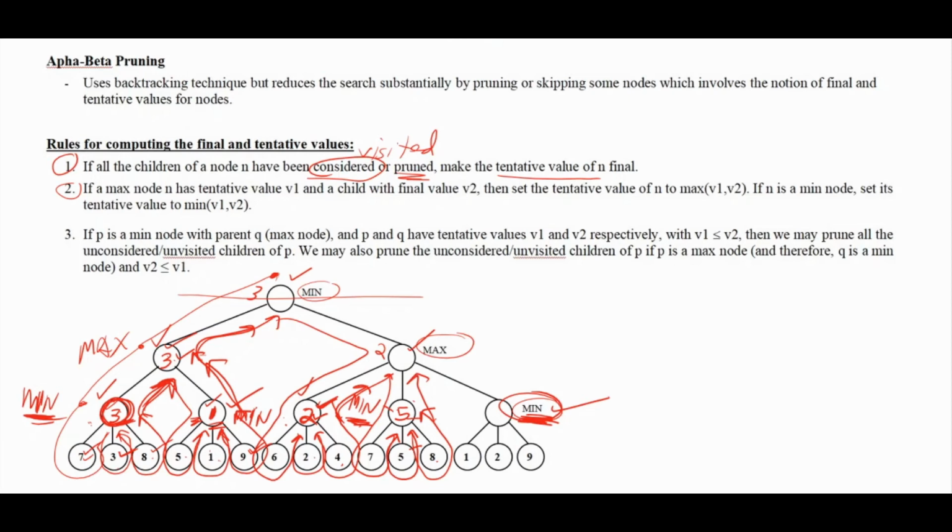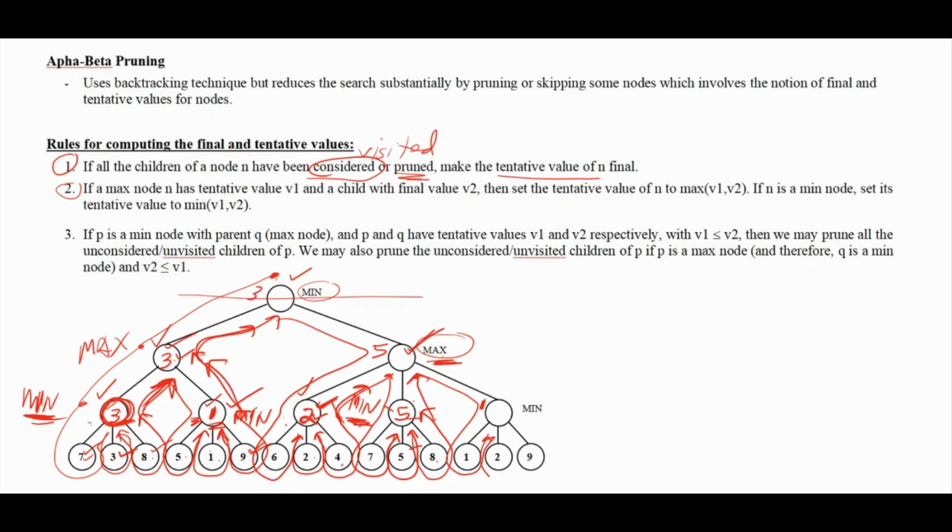And when we go up, we update the tentative value of this parent node by getting the maximum of 2, the tentative, and 5, the recently visited child node, with a final value of 5. So what is the maximum between 2 and 5? It is 5. So we change this tentative value from 2, now it becomes 5. Then we go down to this child node and to this leaf, propagate 1 as the tentative value of this node.